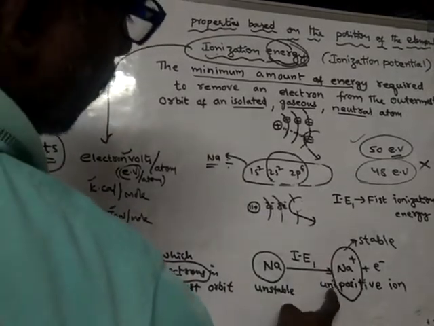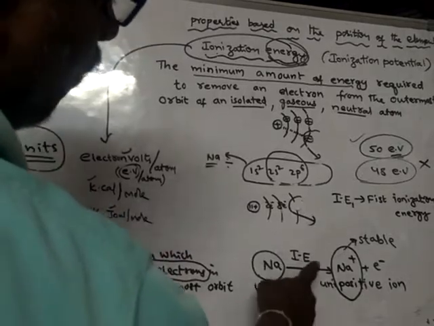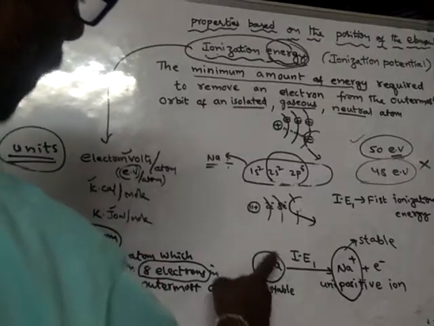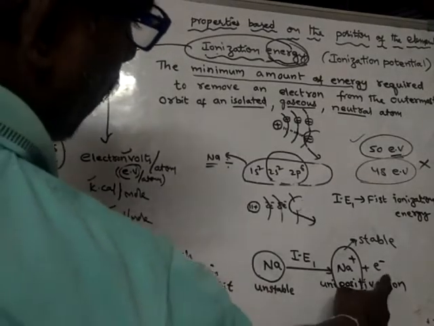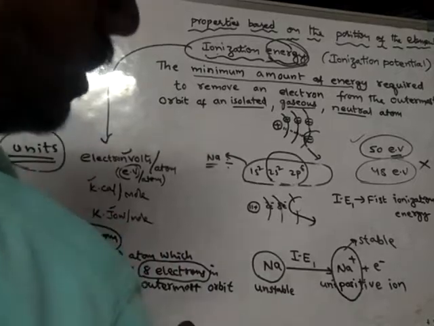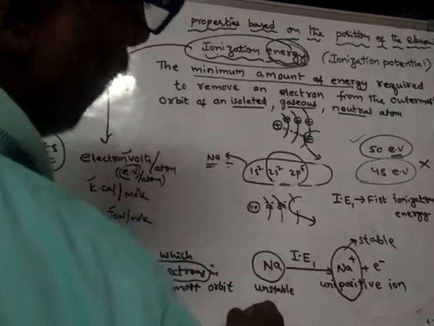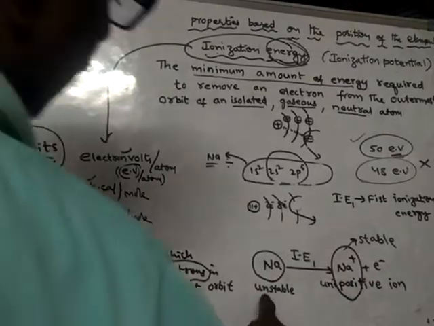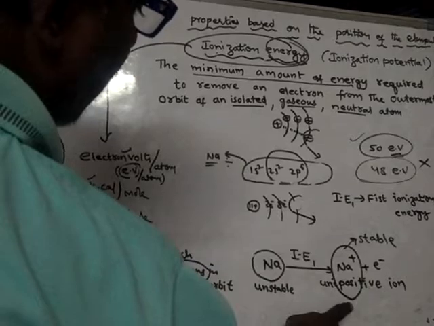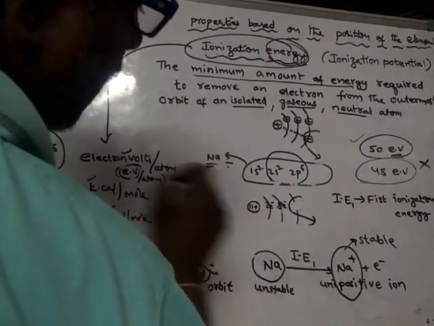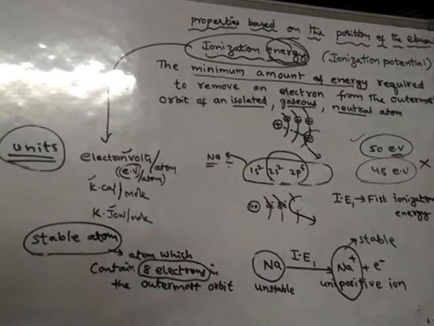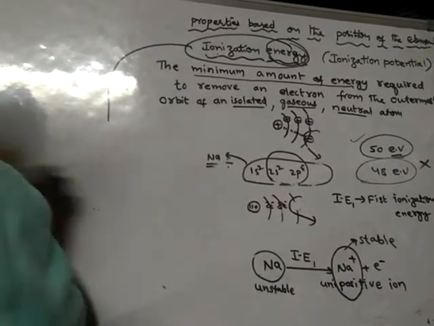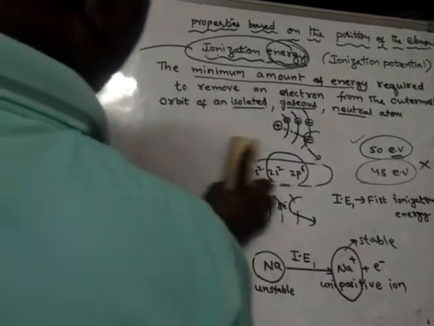So what is formed? A unipositive ion is formed after removal of one electron. This electron is separated from this one. If I remove the electron, what is left over? Na plus is left over. It is called a unipositive ion, and it is a stable one. But the sodium atom is unstable. So to change from this state to this state, I require some energy, and that energy is said to be first ionization energy.